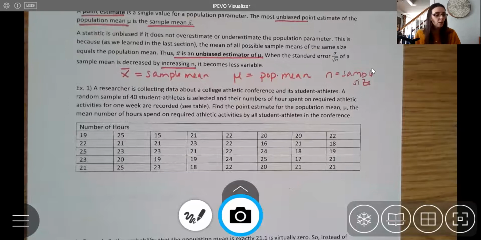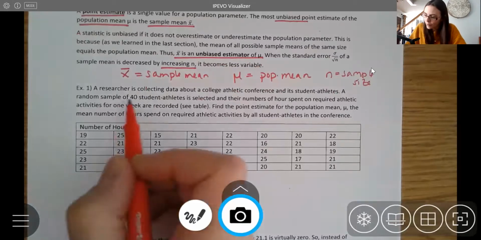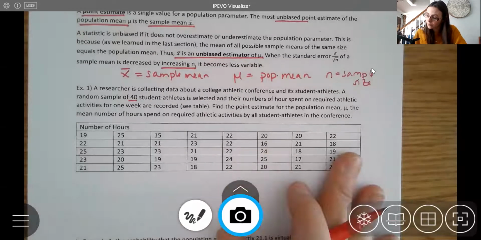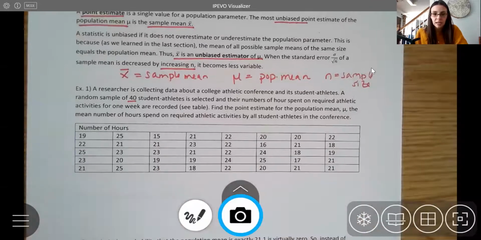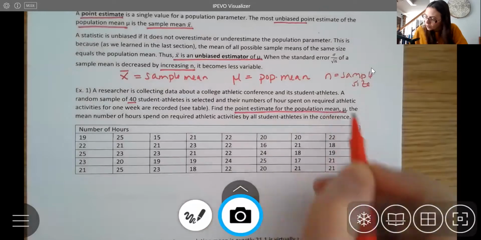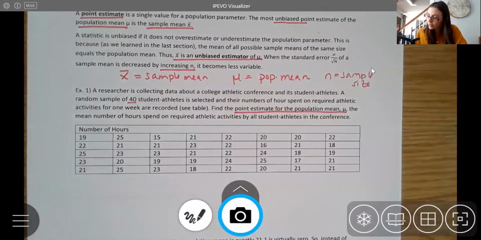All right. A researcher is collecting data about a college athletic conference and its student athletes. A random sample of 40 students is selected, and their number of hours spent on required athletic activities in 1 week are recorded in the table below. I just copied this table from your text. Find the point estimate for the population mean number of hours spent on required athletic activities by all students in the conference.